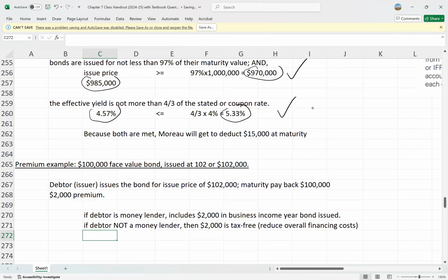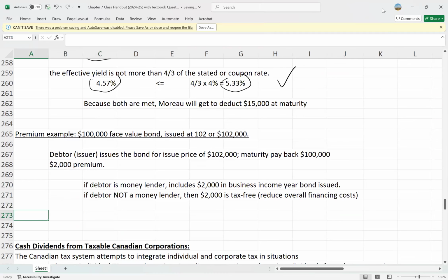Any questions about the discounts and premiums with respect to bonds? So why don't we take a short break? We still have quite a bit to do, so let's take a short break. Let's come back at 7:42. So we'll take a short break, 7 minutes, and I'll see you back here at 7:42.